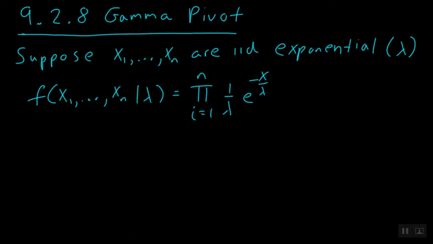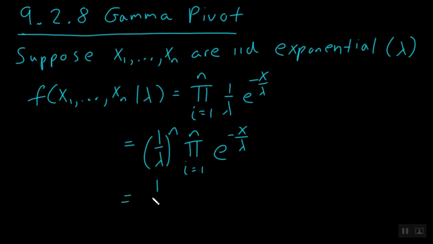Then, doing some arithmetic here, we can pull out n copies of 1 over lambda, and then we can take this product and put it up into the exponent and switch it to a summation, after factoring out this negative 1 over lambda from each of our random variables within the sample.